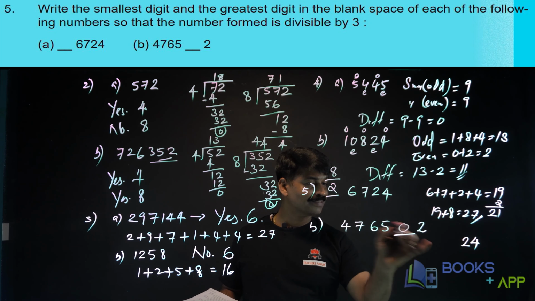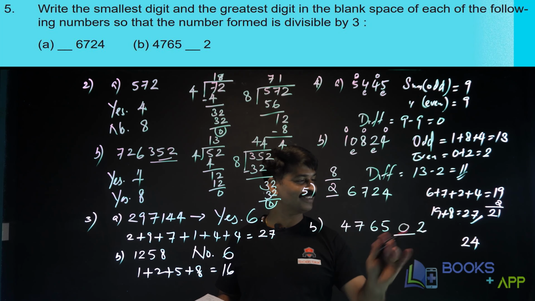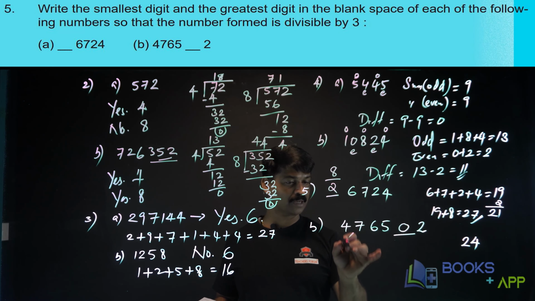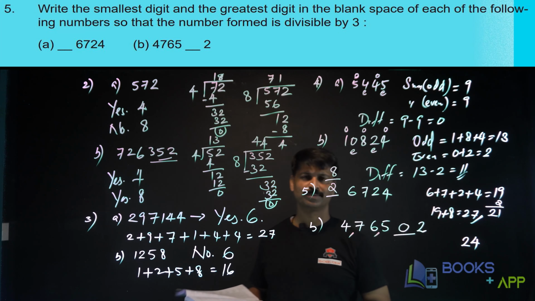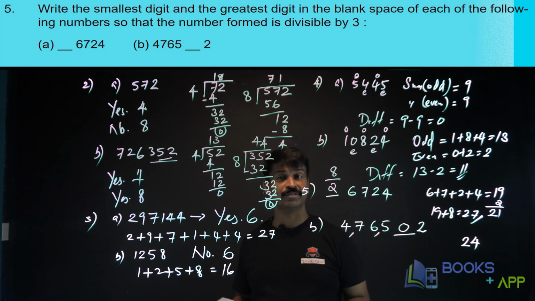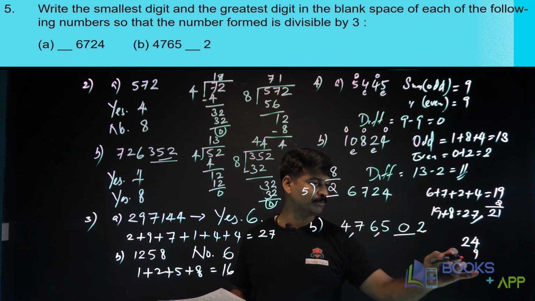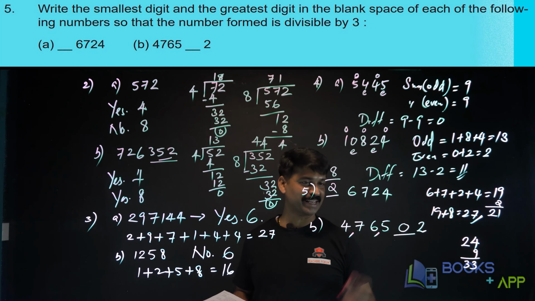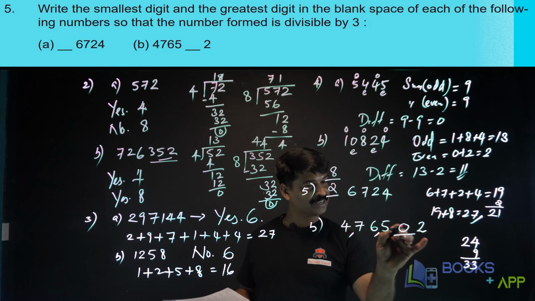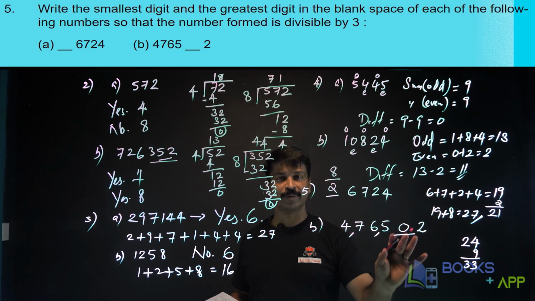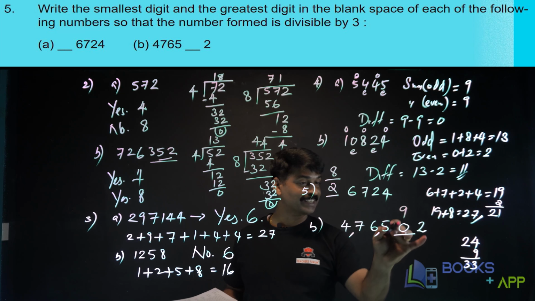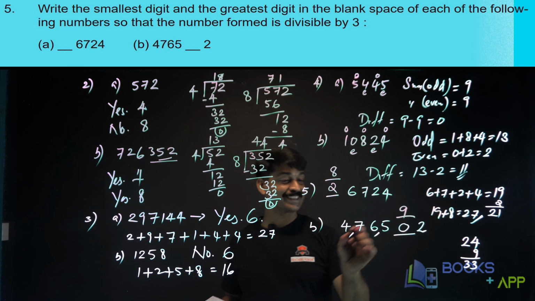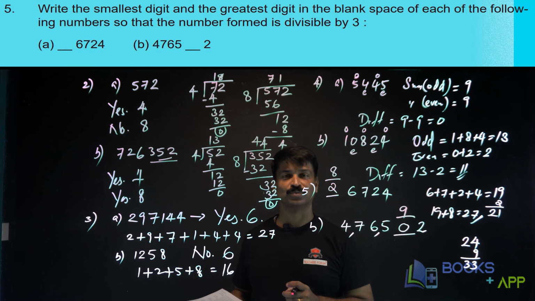So the minimum number that you can add here is 0. If you add 0, the sum becomes 24 itself. So the least number becomes 4,76,502. Now let us check what is the maximum value that you can give here. With the 24, if you add 9, what does it become? It becomes 33. Yes, 33 is divisible by 3, isn't it? The maximum value you can give here is 9. The minimum value you can give here is 0. When you give 0, it is divisible by 3. But when you give 9, the number is also divisible by 3. So now the number becomes 4,76,592. I think it is clear.